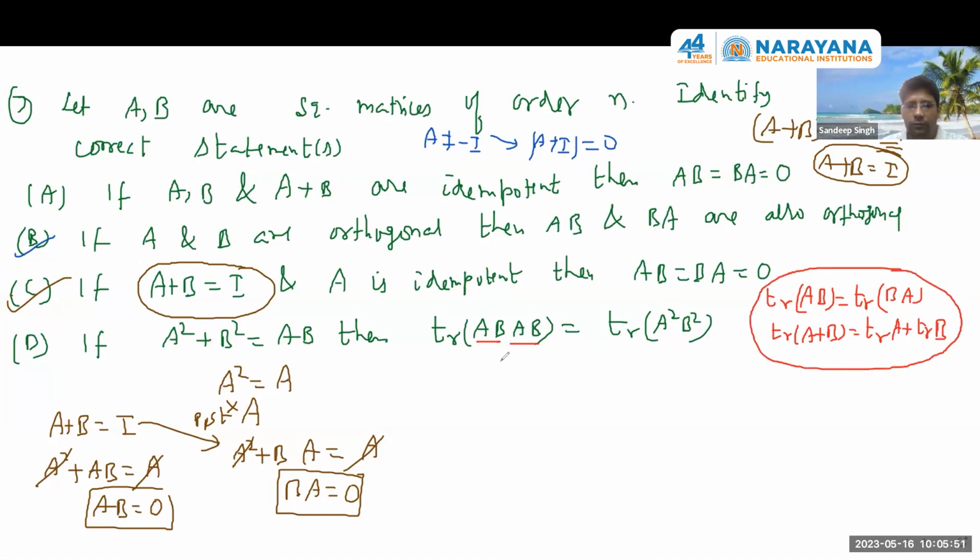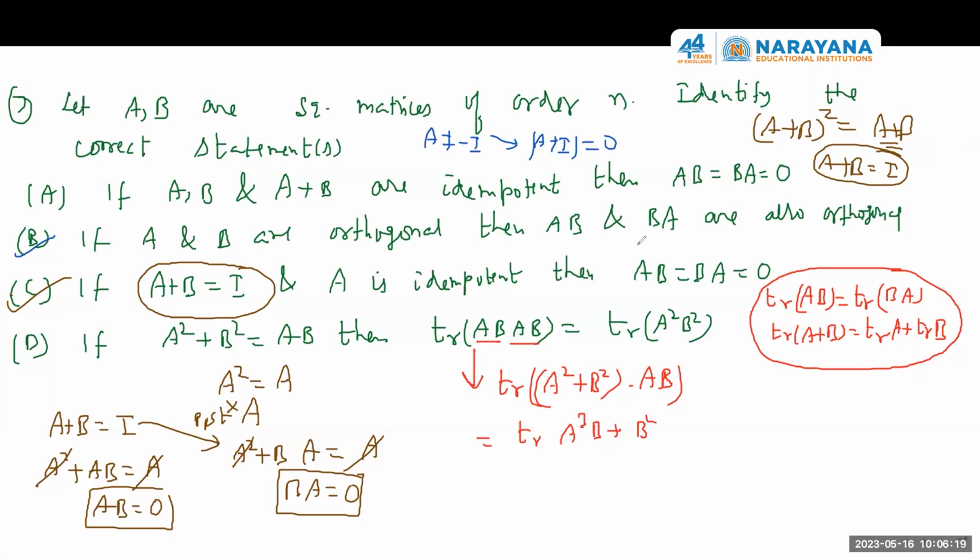Now check the LHS. So how can you express the LHS? Trace of AB into AB. This first AB I want to write as A square plus B square into AB. Correct? This I can write as trace of A cube B plus what? Plus B square AB. You cannot do commutativity here, you cannot transfer. B square AB you should write. Correct?